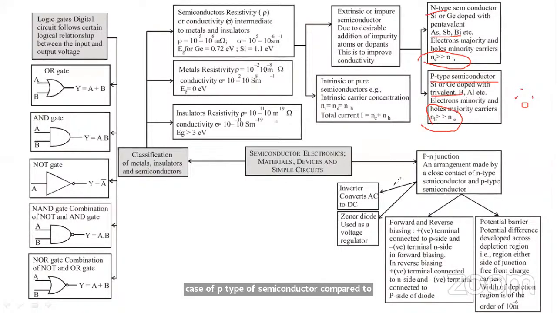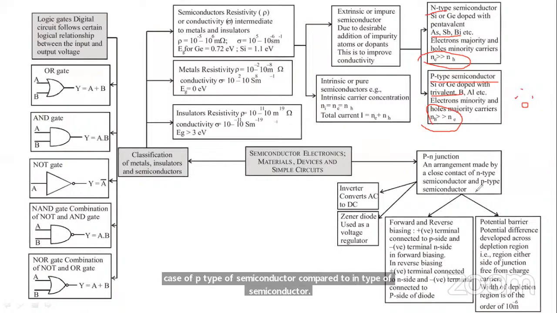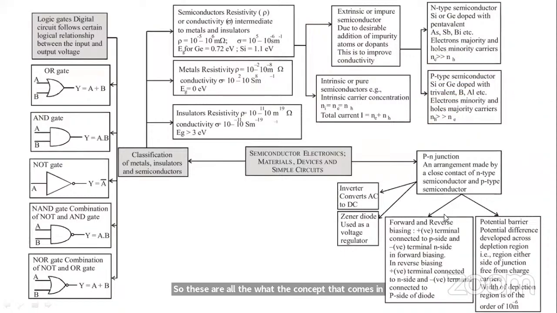So these are all the concepts that come in semiconductors. We distinguish semiconductor, conductor, and insulator on the basis of band theory, and we understand the types of semiconductors. On the basis of the impurity that you add to the material, they are categorized into N type semiconductor and P type semiconductor.